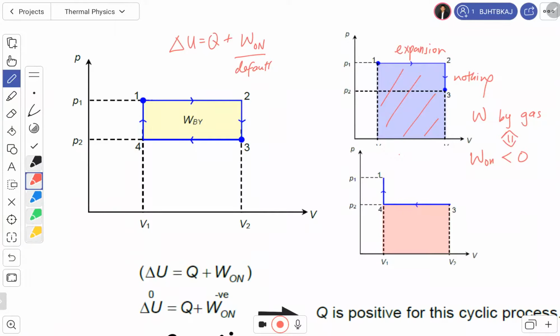Then you look at process 3 to 1. 3 to 1 also has a work, which is the area under the graph. And this is a work done on gas, so this one is a positive quantity. But we can tell quite simply that in the second case the area is smaller than the first case. So throughout one whole cycle here, this net work is actually less than 0. It means that throughout this process, the gas is actually doing work.